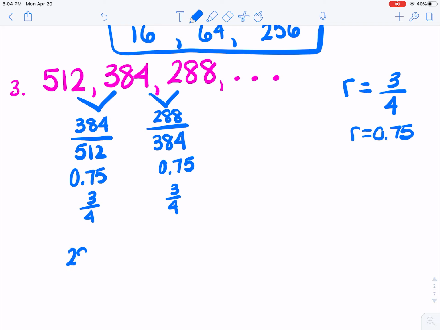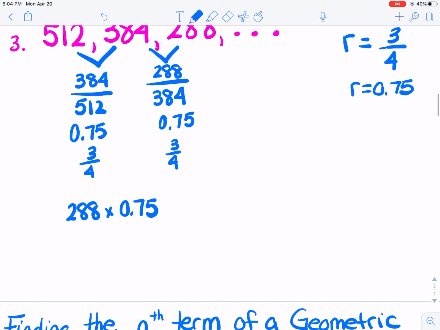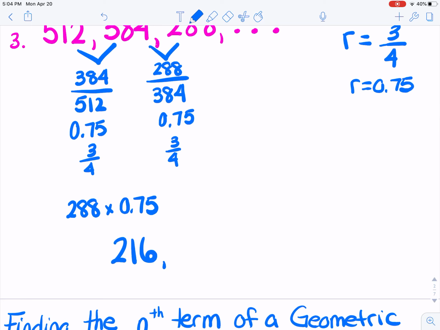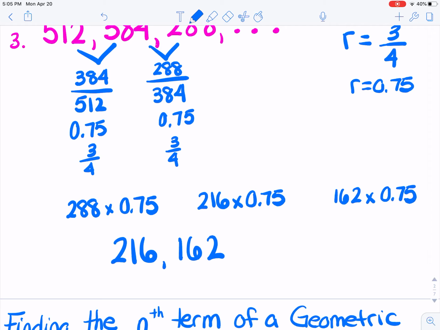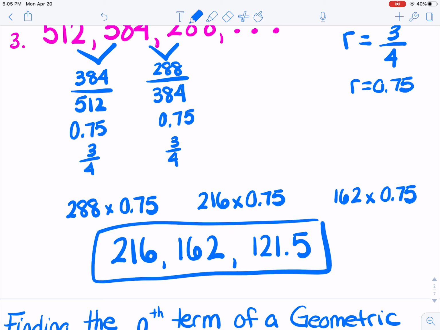So for my next three terms, I'm going to take 288 and multiply by 0.75. If you are going to use a decimal, this one gives me 216. Then I'm going to take 216 and multiply by 0.75. That gives me 162. And I'm going to take 162 and multiply that by 0.75. And that gives me 121.5. And those are my three answers, the next three terms for that particular problem.